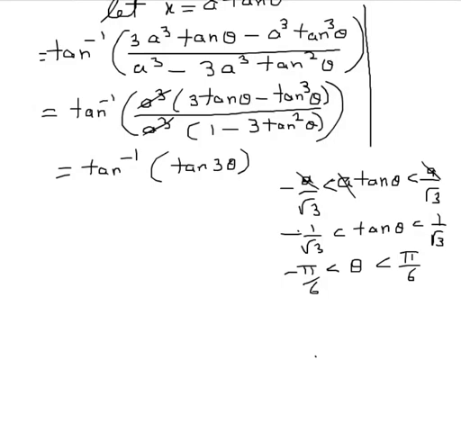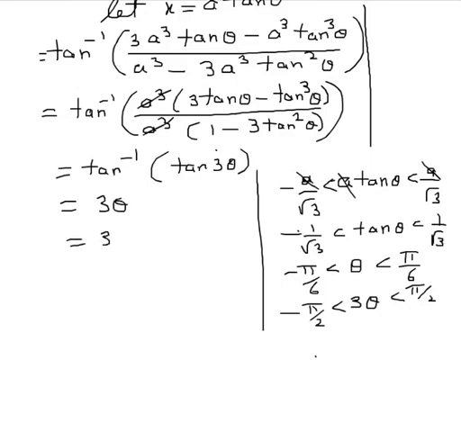Now 3 theta. We have to check for 3 theta. Let us multiply throughout by 3. Minus pi by 2 to pi by 2, which is the principal value branch for tan inverse. Now 3 theta is in the principal value branch of tan inverse. So I can cancel tan inverse and tan. It becomes 3 theta, which is 3 times tan inverse of x by a.